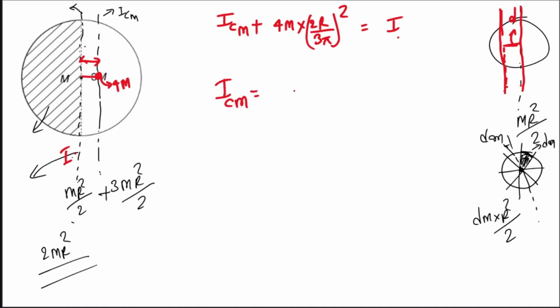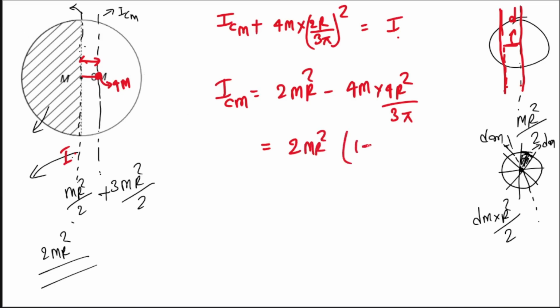So I_CM का value क्या होगा? I is your how much? 2mr square minus 4m into 4r square by 3 pi. ठीक है. अब देखो इसको आप simply solve कर लो. So if you take 2 common, you will be left with, I mean एक काम करो, 2mr square को common ले लो. ठीक है. So 2mr square into 1 minus 8 by 3 pi. Done है. So this will be the answer. Okay, 3 nahi 9 pi square, sorry. This is your 9 pi square because we have to do the square of this thing, right? So this will be your answer.